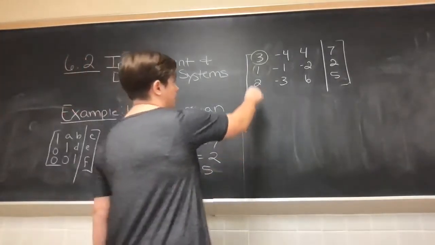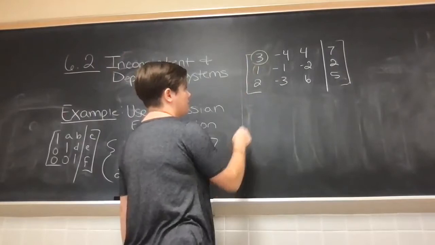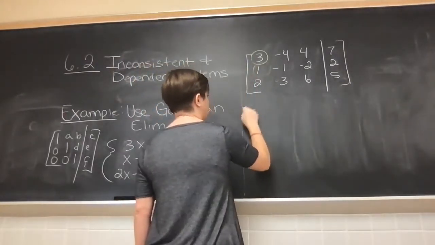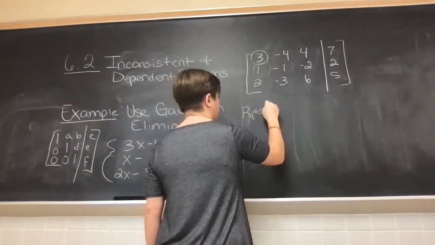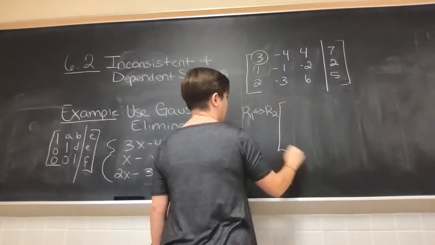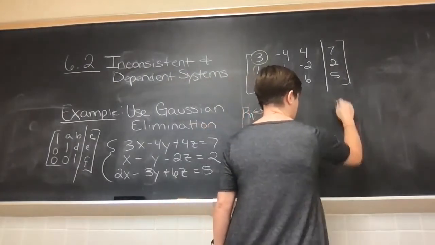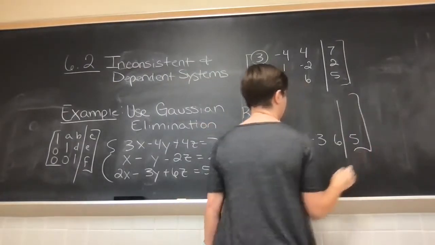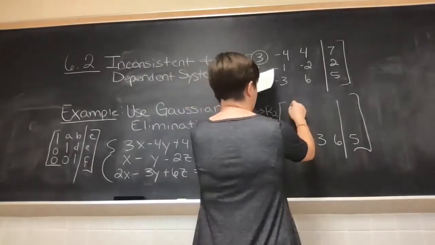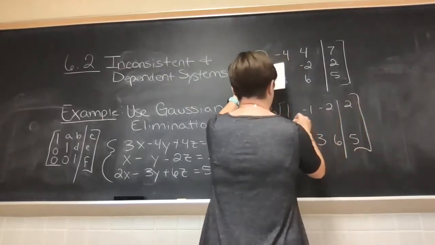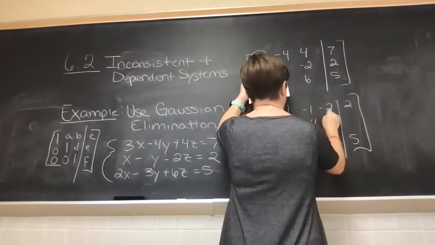So if we want a 1 up here in this upper left corner, the easiest thing to do is just flip-flop row 1 and row 2. So I'm going to do row 1 is going to go to row 2 and vice versa. So row 3 stays. And then my row 2 is going to move up. 1, -1, -2, 2, and my row 1 comes down.